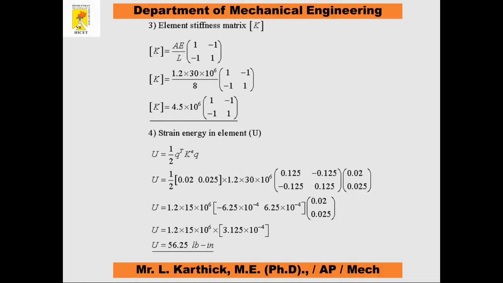And the next one is the element stiffness matrix. For a one-dimensional element, we know that k equal to AE by L times the matrix [1 -1; -1 1]. Apply all the values for A, E and L, and you will get 4.5 into 10 to the power of 6 times [1 -1; -1 1]. And to find the strain energy, we know the formula for strain energy: 1 by 2 q transpose K q. You just apply the values in this equation. Finally, you will get U equal to 56.25 lb-inches.